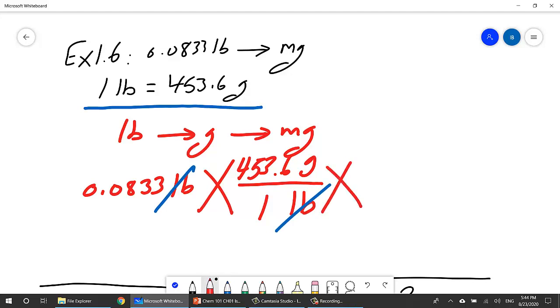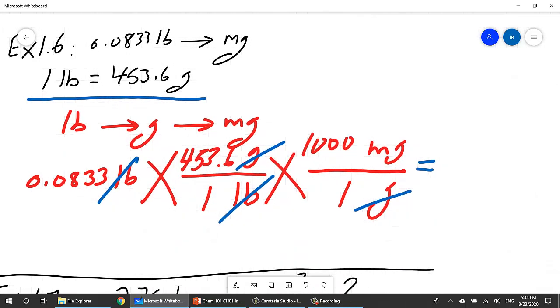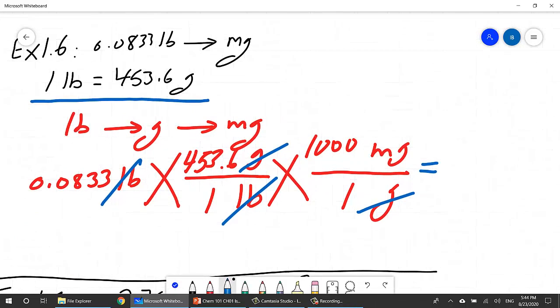Am I done? No, I need to go to milligrams. So one more. Grams in the bottom, milligrams in the top. I think you got it now, okay? This is beautiful. And 1 gram is 1,000 milligrams. See, it's just working itself out. The gram goes with the gram. And now there's nothing left, just milligrams and the numbers. So basically you multiply 0.0833 times 1,000, and that will give you 83.3 milligrams, which is the correct answer.